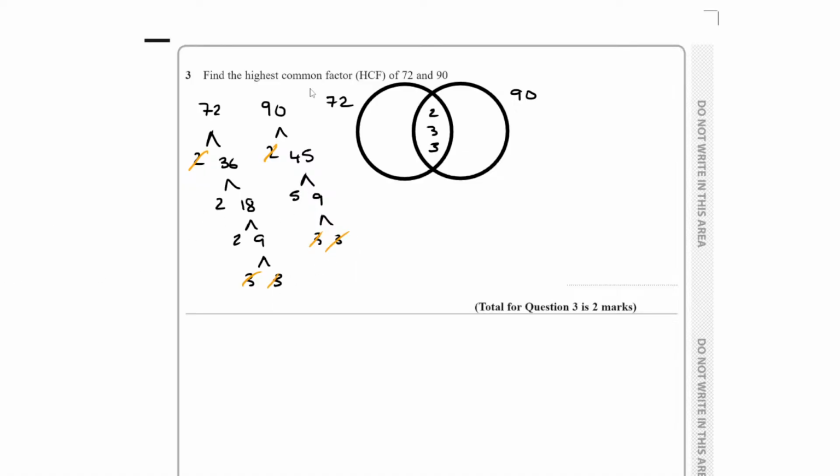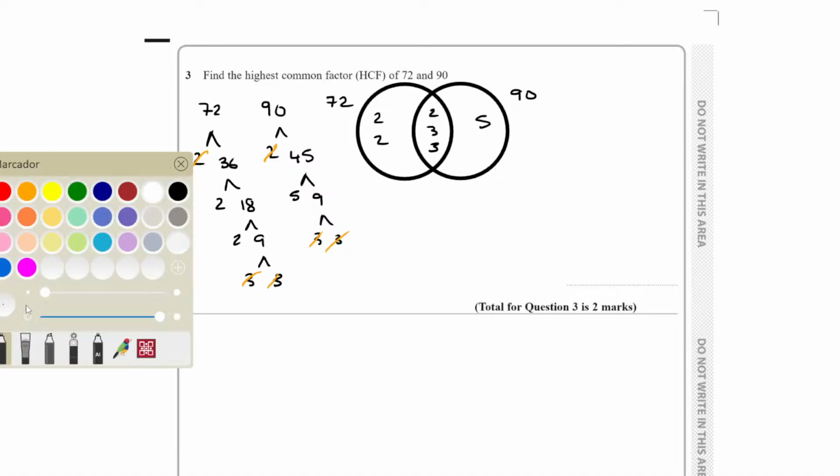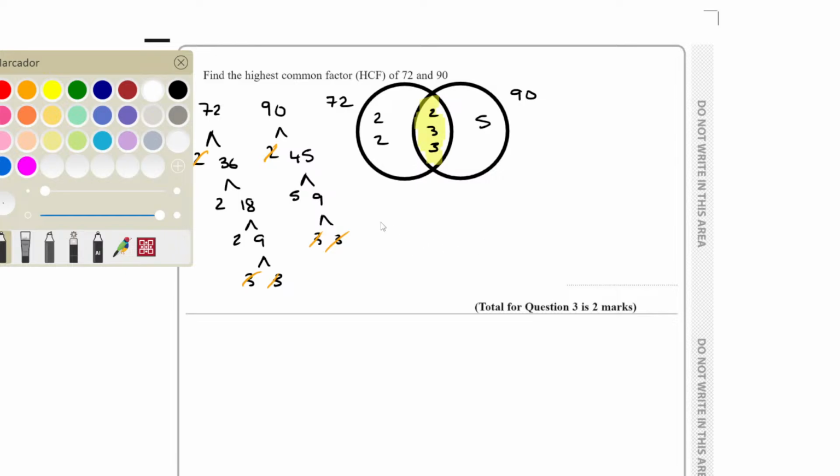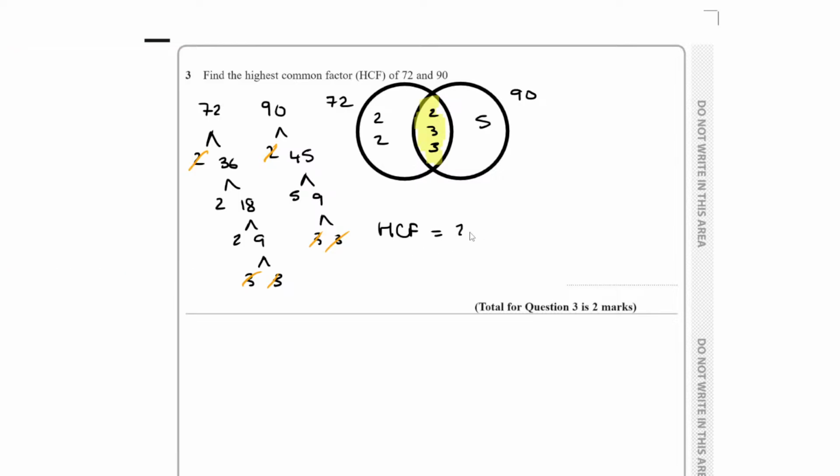The rest, you don't really have to fill out because that's for lowest common multiple, isn't it? But technically it would go like that. So highest common factor is just the middle bit. So you just multiply those together. 2 times 3 times 3. Should get 18. If you listed out the factors and got 18 as well, that's also fine.